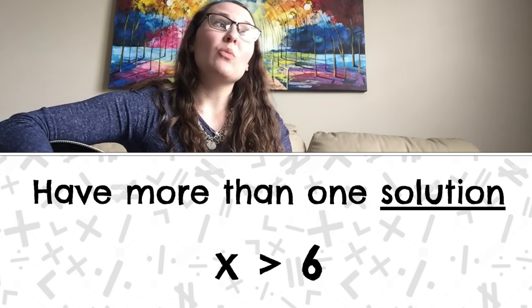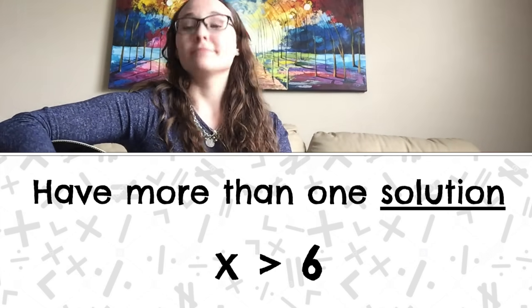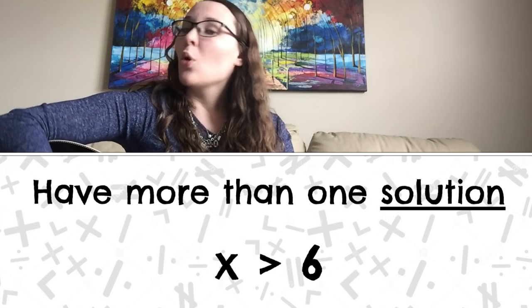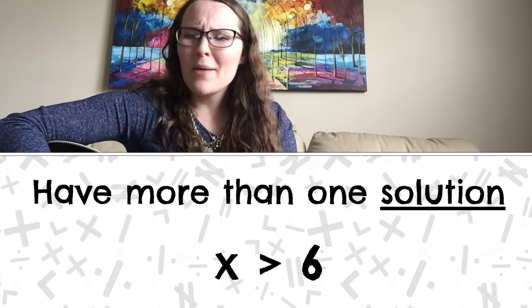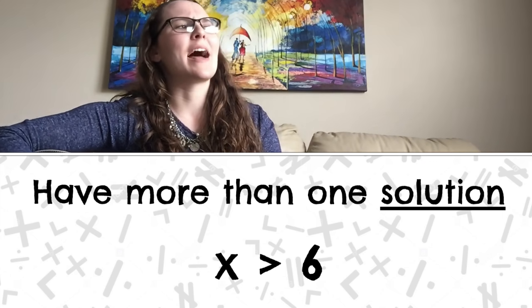That has way more than one solution. It's true. So what I'm saying is that x could be 7, or x could be 10, or x could be as big as 811. All those would work and they'd make the statement true. So we write an inequality to show you there's more than one solution.